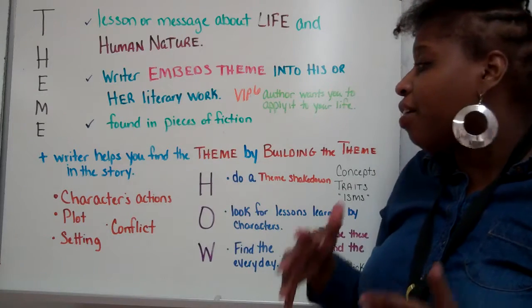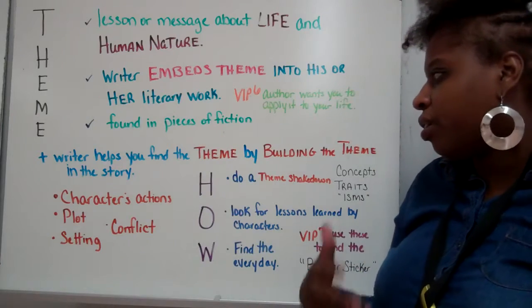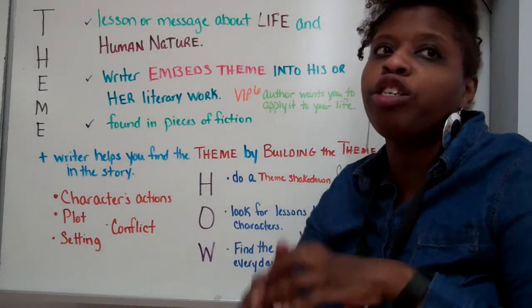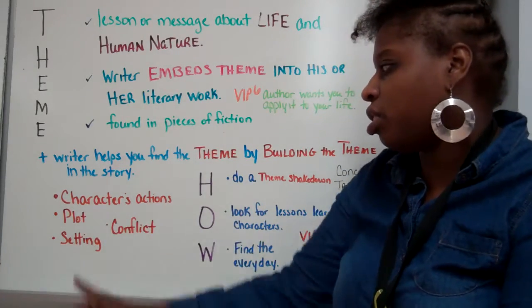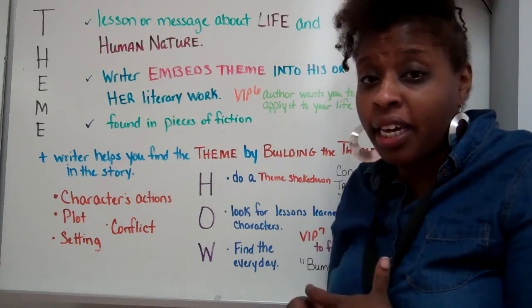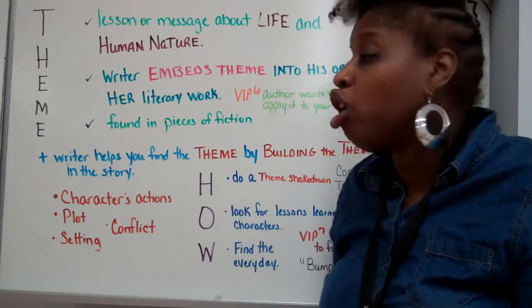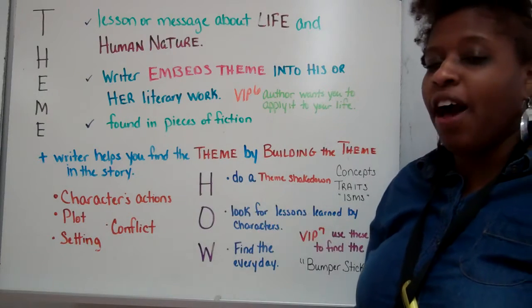So the writer helps you find the theme by building the theme into the story. How do they do that? They use author's choices or short story elements, I like to call them. Characters, actions, the plot, the setting, and the conflict. Combined with theme, that's going to give you a very great, exciting short story. So, how do we find the theme?